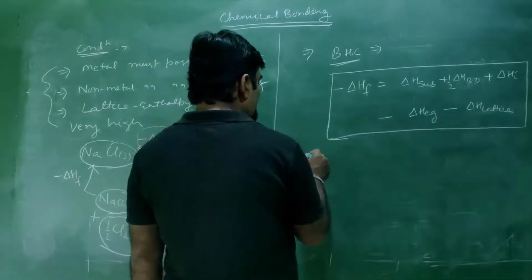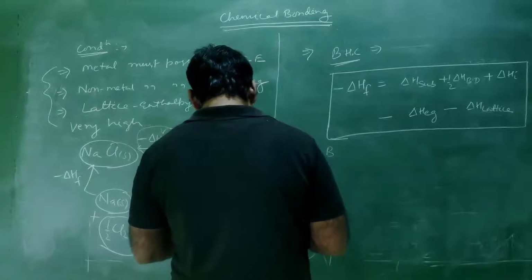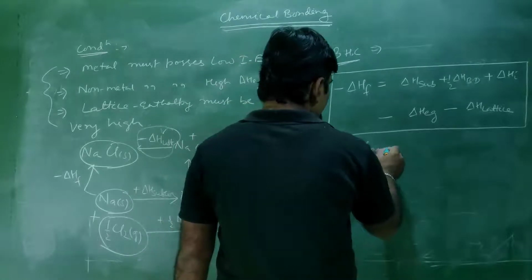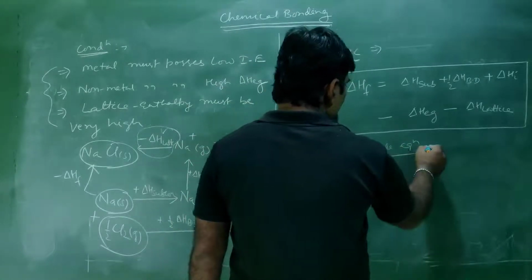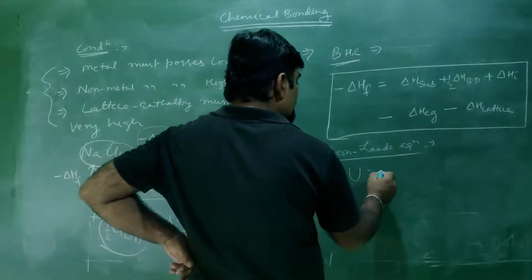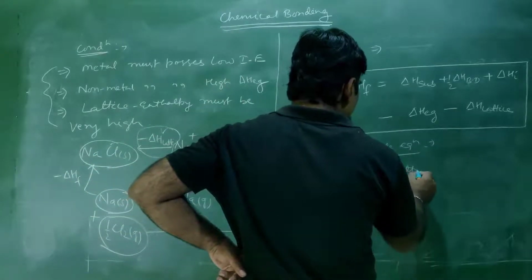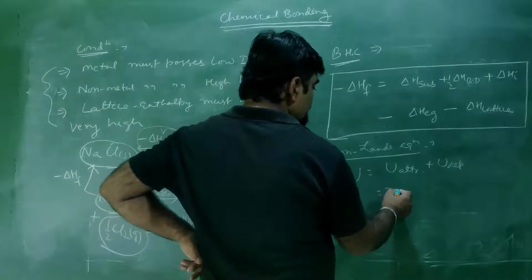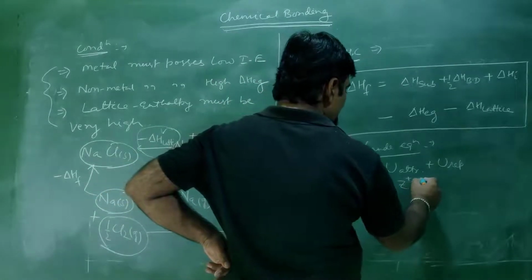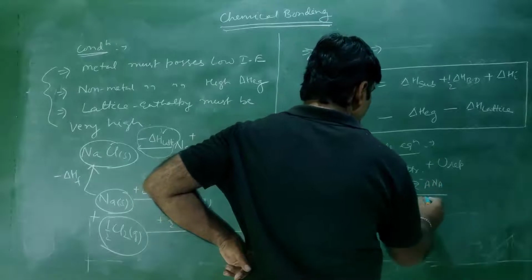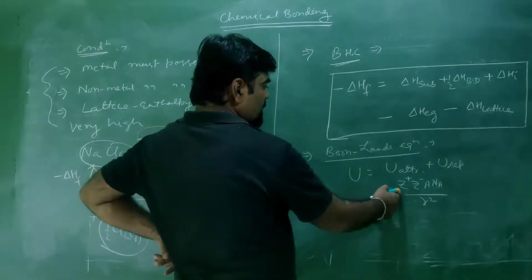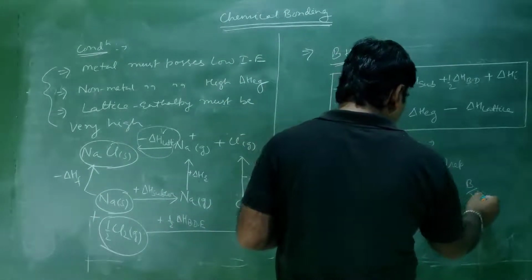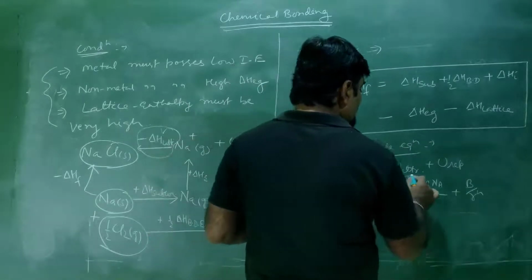Another is the Born-Lande equation. According to the Born-Lande equation, lattice enthalpy is equal to the summation of attraction energy plus the summation of repulsion energy. Attraction energy is written as negative, that is, minus Z plus Z minus A N0 by R square, plus B upon R to the power n. This is the value of their lattice enthalpy.